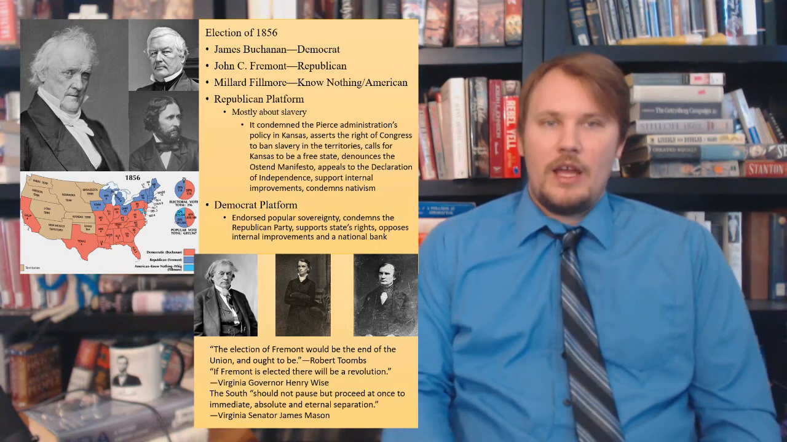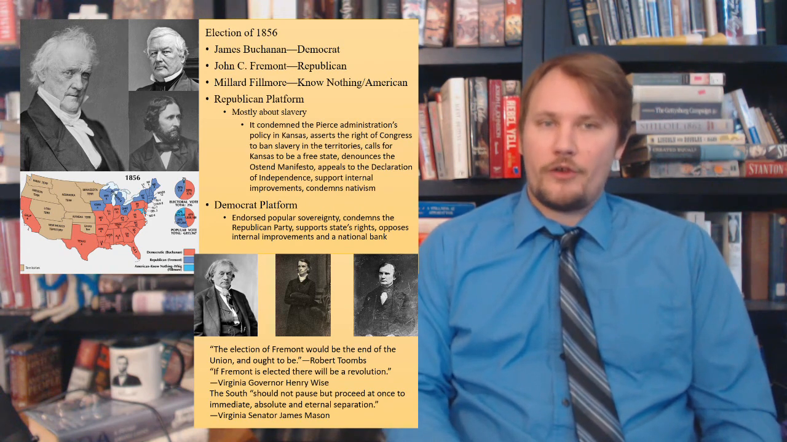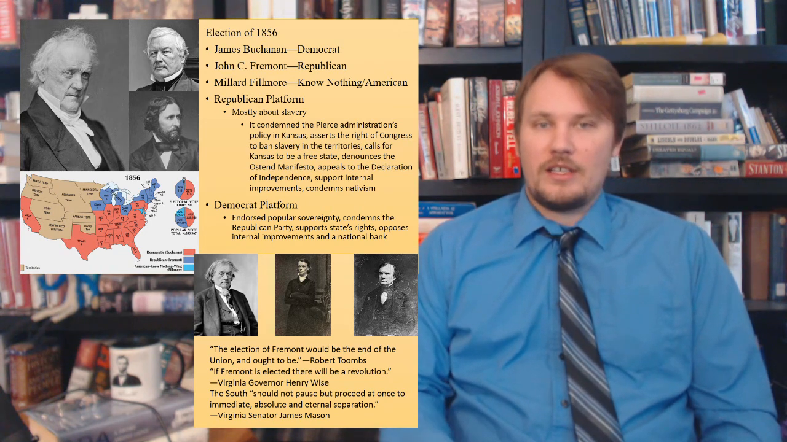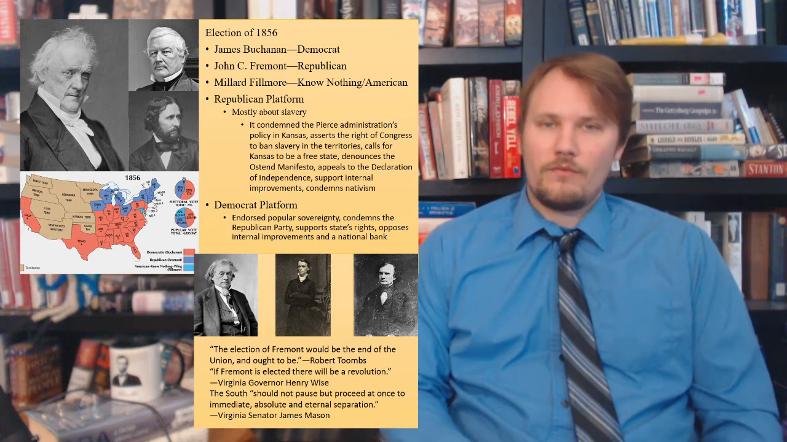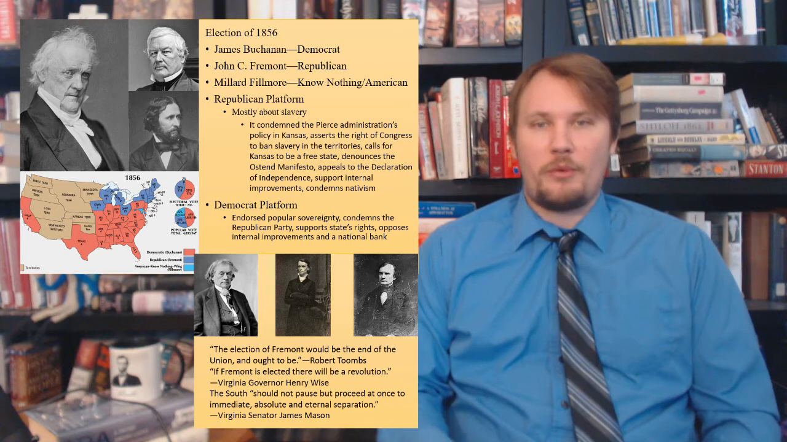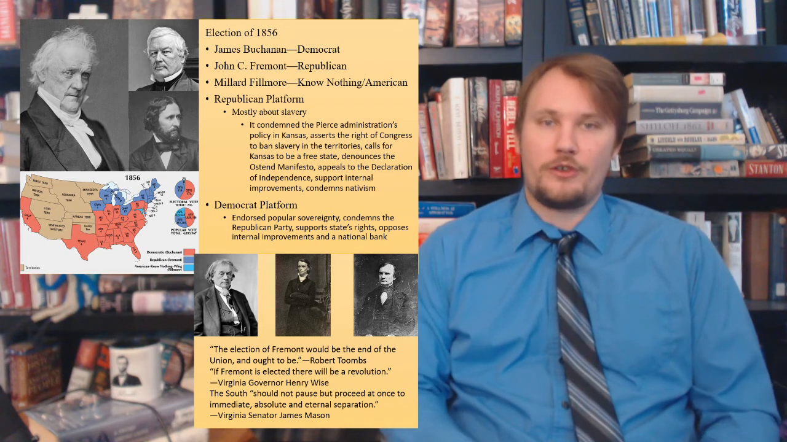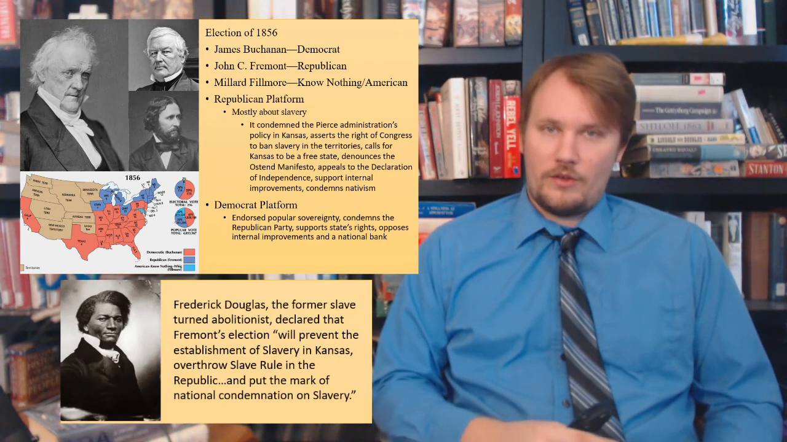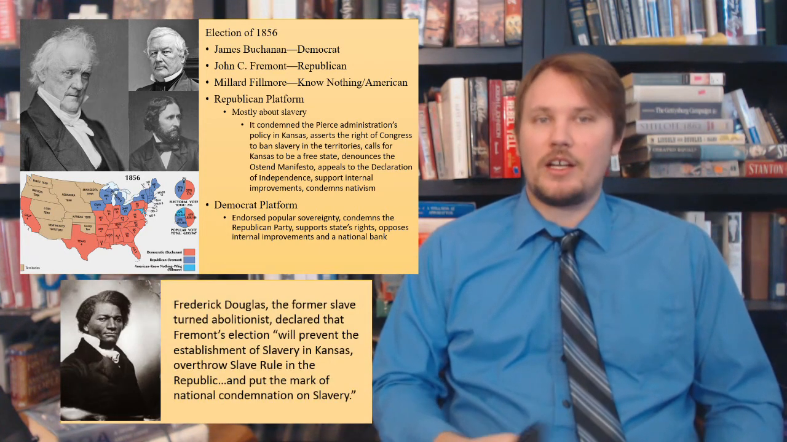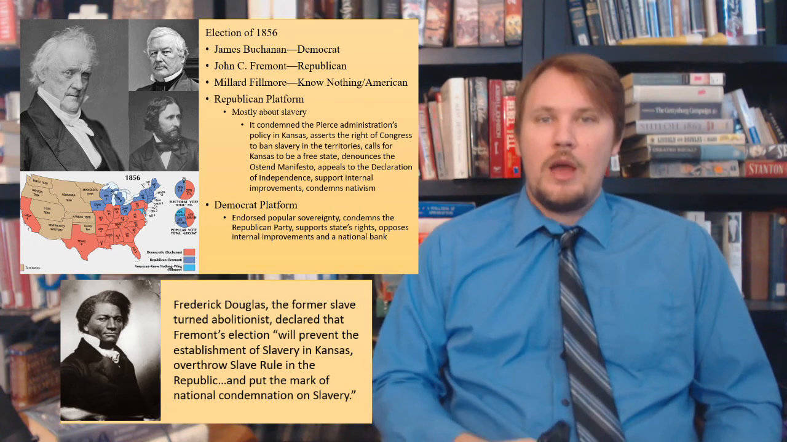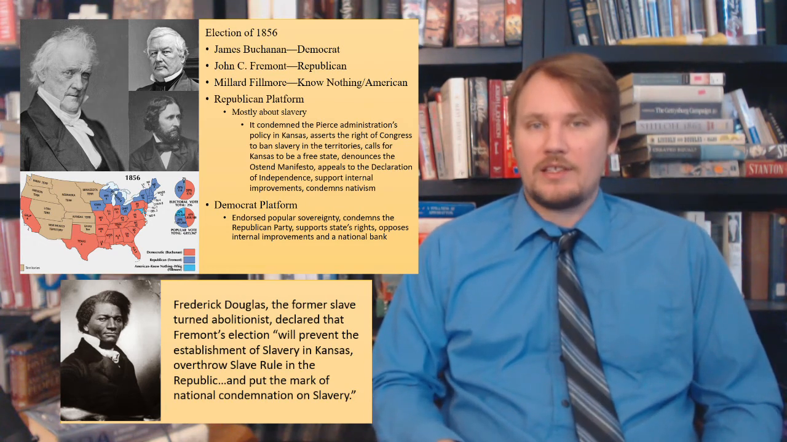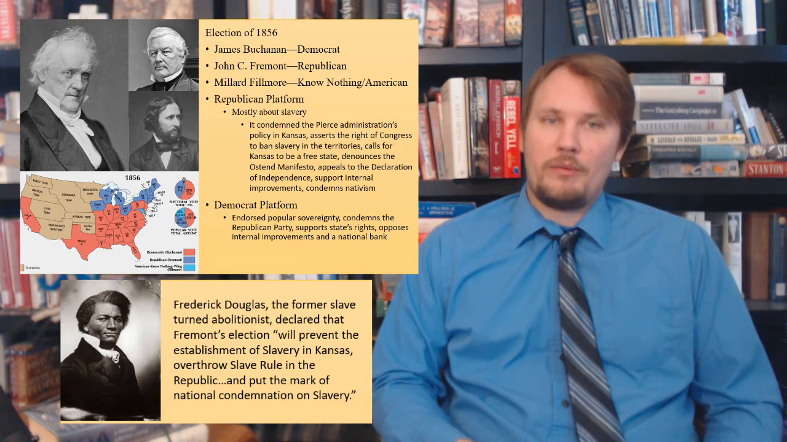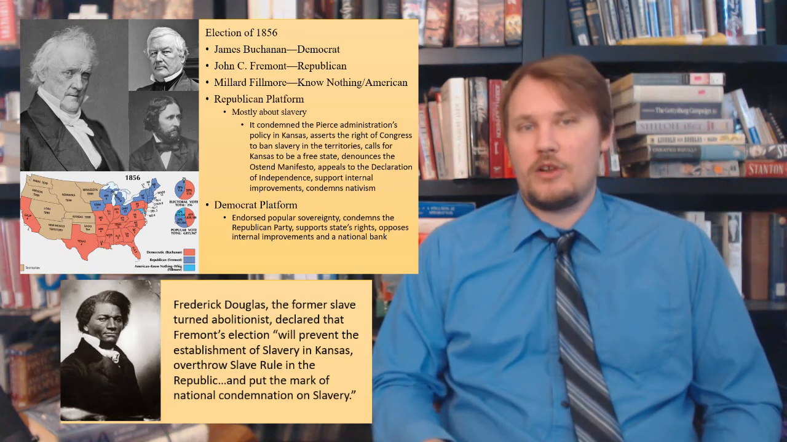Robert Toombs said, "The election of Fremont would be the end of the Union and ought to be." Virginia Governor Henry Wise said, "If Fremont is elected, there will be a revolution." Virginia Senator James Mason said the South should "not pause but proceed at once to immediate, absolute, and eternal separation." Now, Frederick Douglass, the former slave and current abolitionist, declared that Fremont's election would, quote, "prevent the establishment of slavery in Kansas, overthrow slave rule in the Republic, and put the mark of national condemnation on slavery."